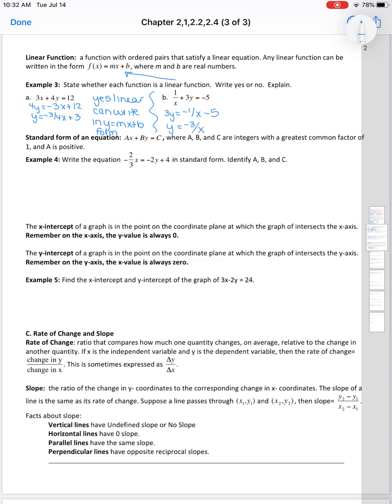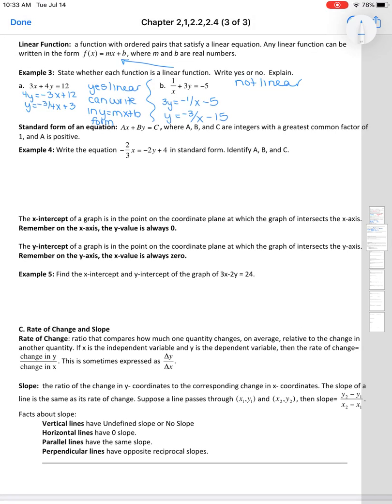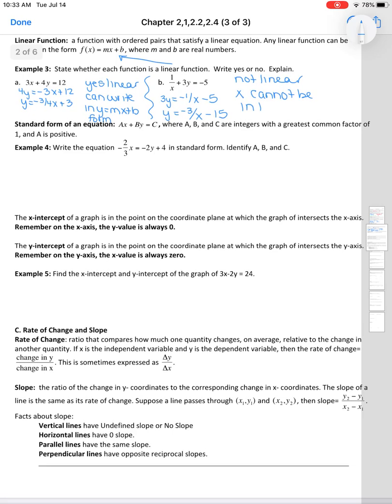For b, if we're going to try to isolate the y, yes, I can move the 1 over x to the other side, and I can multiply by 3. But what you're going to find is in order for this to be in y equals mx plus b, x can't be in the denominator. So in this case, this is not linear. And you can say x cannot be in the denominator. If it was in the numerator, that would be different, but it can't be in the denominator.